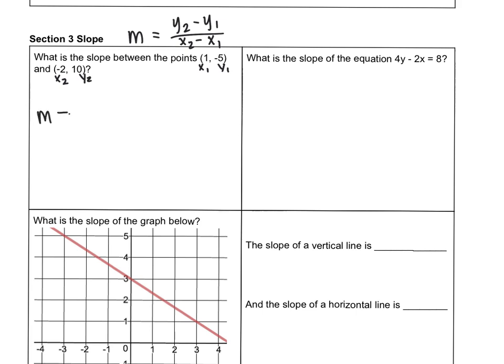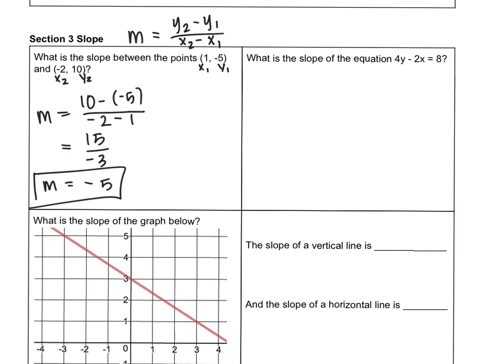So my slope is going to be 10 minus negative 5 over negative 2 minus 1. And 10 minus negative 5 changes into addition, so we get 15 over negative 2 minus 1, which is negative 3. And 15 over negative 3 is negative 5. If you can simplify a slope, please do.